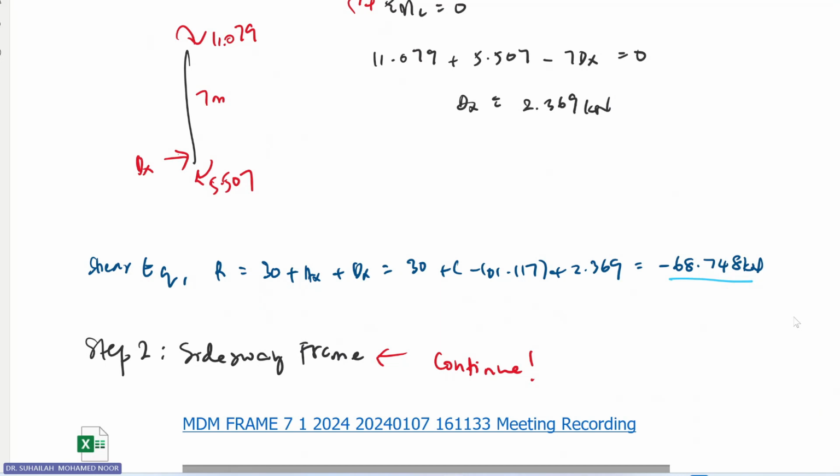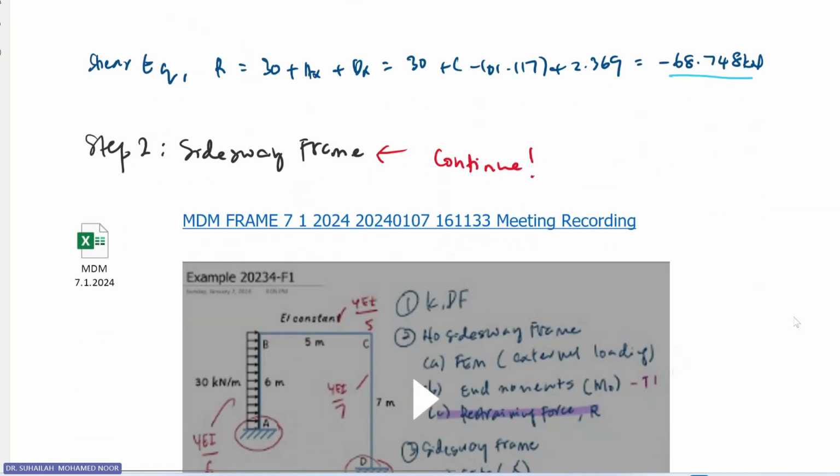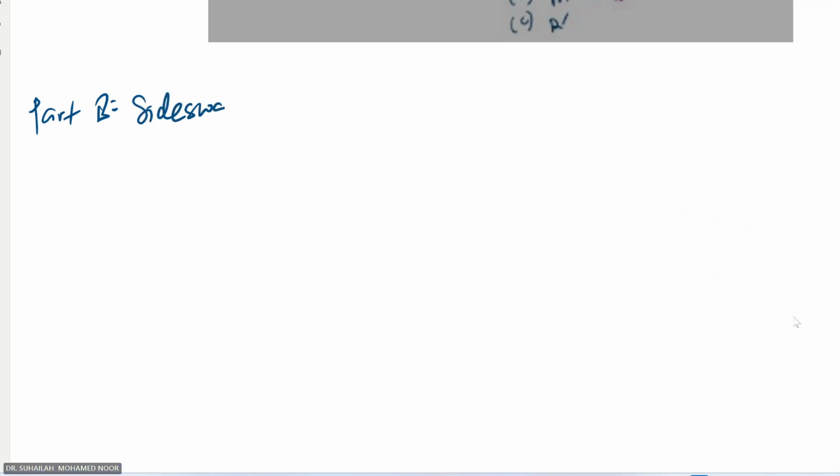We are now moving to part 2. In part 2, we focus on the side sway frame. We will consider the side sway frame only, without any external load. It is actually based on the principle of superposition. So we are going to start part B now. What is part B? Part B is the side sway frame.